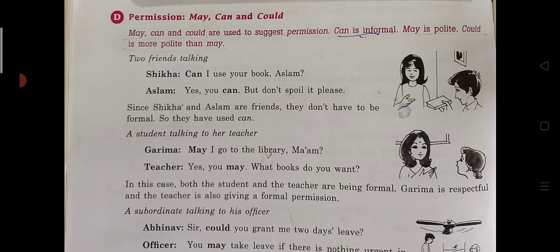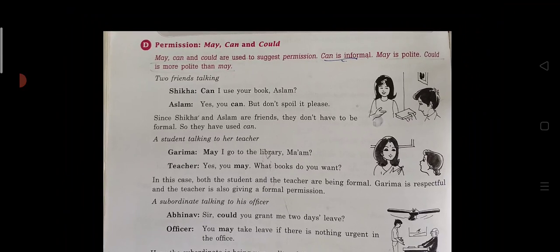When we are talking to friends or very close people with whom we have an informal relationship, we use can. When we want to be polite to someone and ask for permission, we use may. When we want to be very polite, for example, a person talking to his officer, his boss, or a student talking to the principal, then we use could. So these are the three modals which are being used for permission.